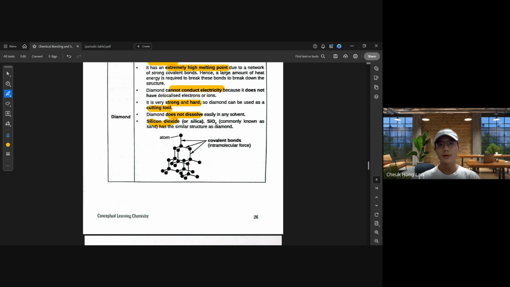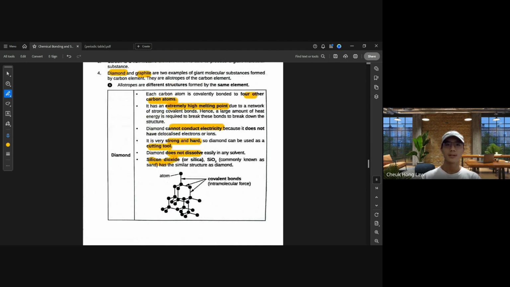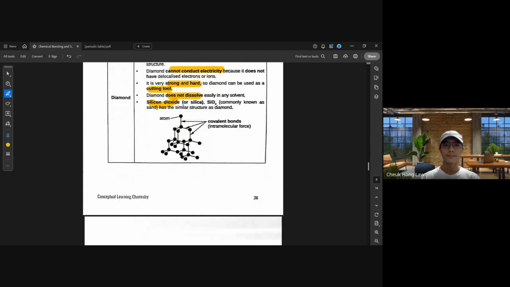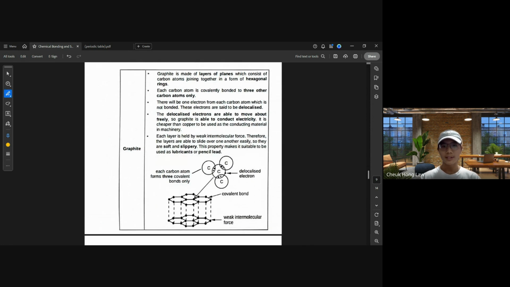Then lastly, silicon dioxide actually has a similar structure to diamond. So it has one atom here covalently bonded to 4 other atoms. Okay. So this is the structure of diamond, and the lines in between the atoms are your covalent bonds. These covalent bonds are very strong, so they hold the atoms together very tightly. So it requires a lot of heat energy to break these bonds. So that's why diamond has a high melting point. Okay, so that's for diamond.